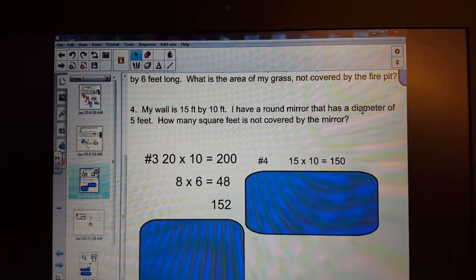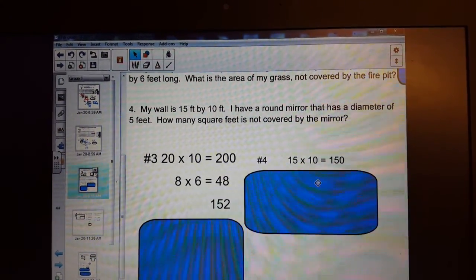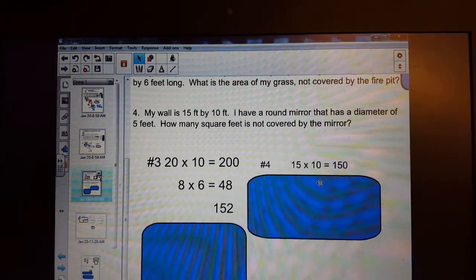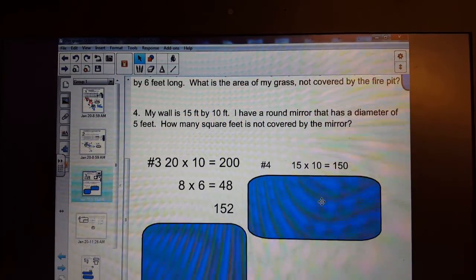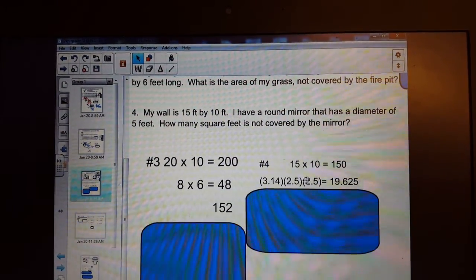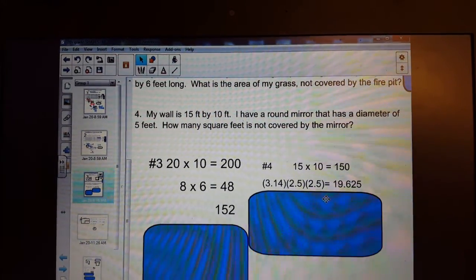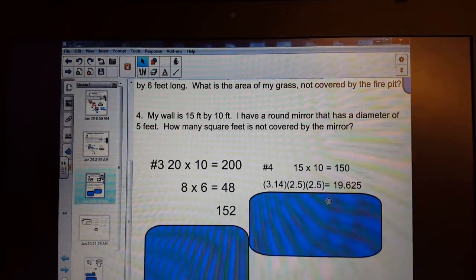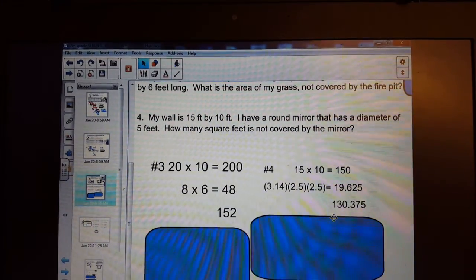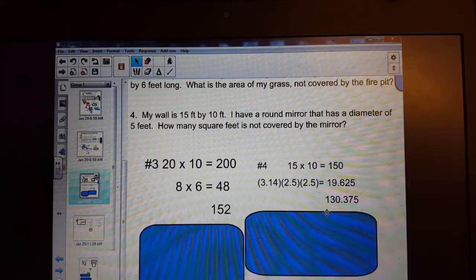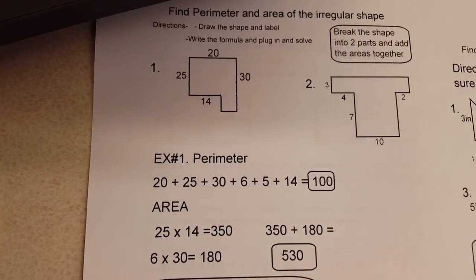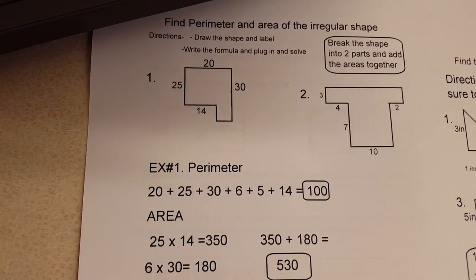I'm given the diameter, so the radius is half of that. The radius of that circle is 2.5. 3.14 times 2.5 times 2.5 is 19.625. And we're finding the area of the shaded region, so we subtract and we get 130.375.